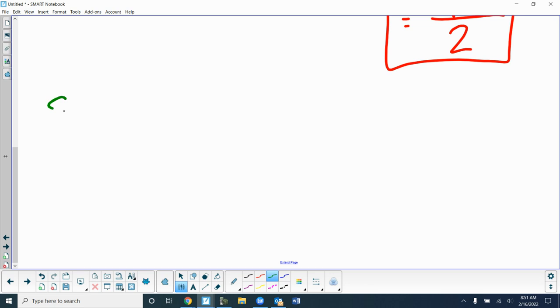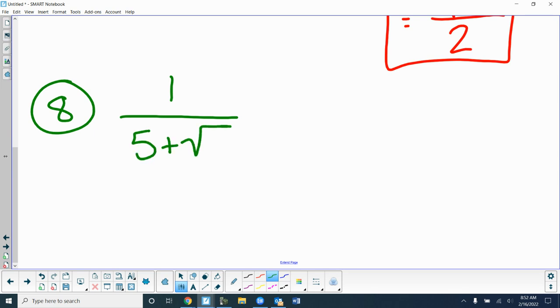Number 8. We have a similar situation here. We have a square root of 7 in the bottom. And we can't have that, right? So we have to use what we call the conjugate of 5 plus the square root of 7. What is the conjugate of 5 plus the square root of 7? Just the opposite. 5 minus the square root of 7, right?